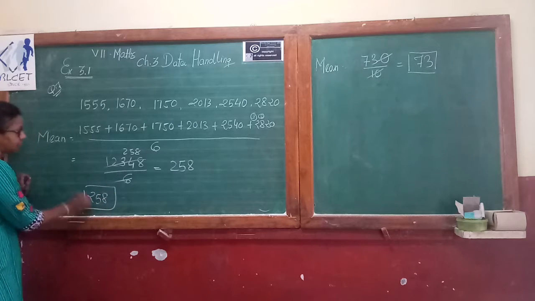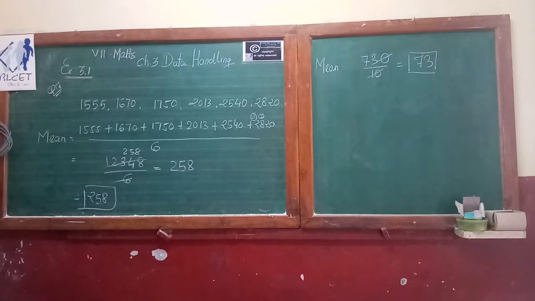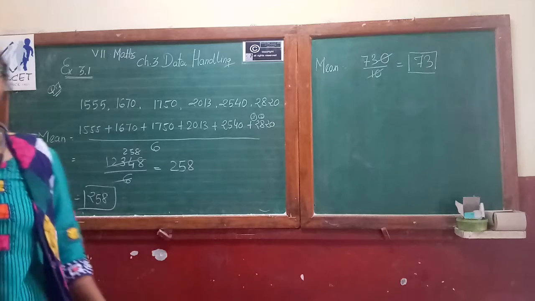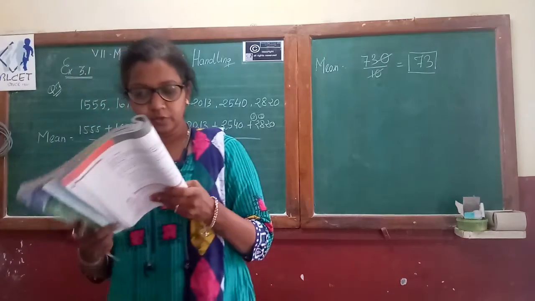Okay. So this way we can solve this question: sum of all the observations divided by number of observations. So this is all about your question number 7. Move on to the next question.